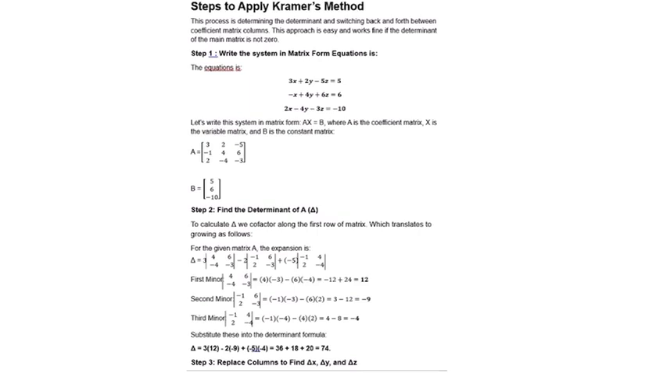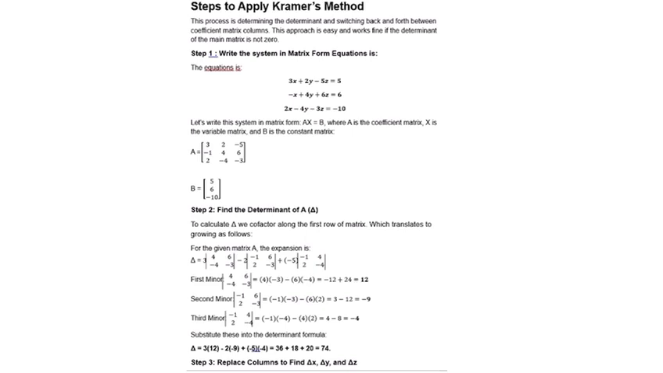Hi, my name is Samantha, and I'm going to explain how to solve a system of equations by using Cramer's method. So let's start. We are given the system of equations, so we are going to write them in matrix form. We know that A is the matrix of coefficients, X is the matrix of variables, and B is the matrix of constants.